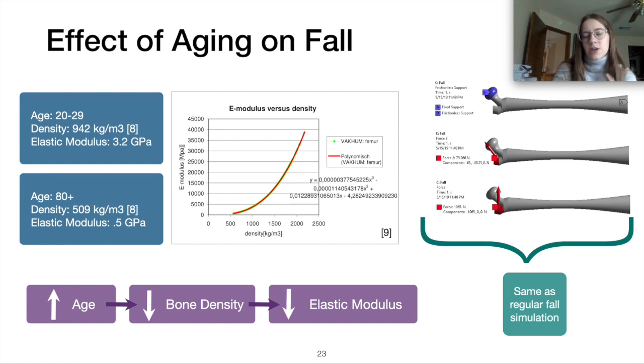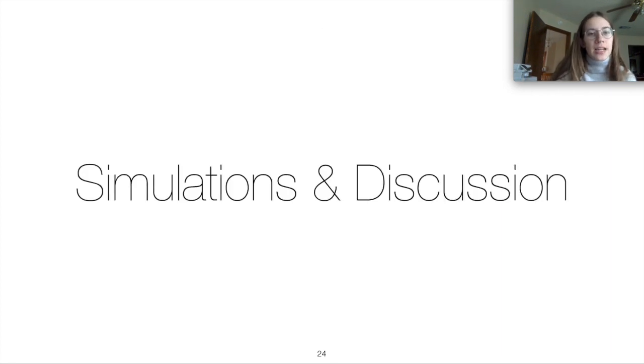So again, like I said, for elastic modulus there's a huge range of studies, so I did this one independently. And then here at the bottom, we can see the relationship: the older you are, the lower your bone density is, and the lower your elastic modulus is, which is why it's more common to break your hip the older you are. So now let's get into the actual simulations and what the results were, and I'll discuss them with you.